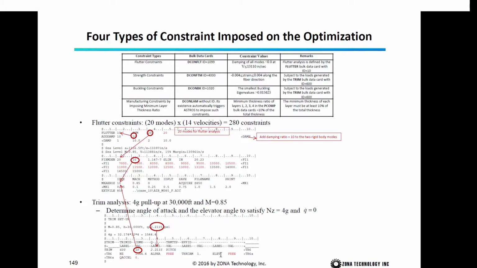We haven't talked about how we define the elevator. This elevator is defined by the AESURFZ card, and in the AESURFZ card we define a list of panel IDs which belong to this control surface, and we call this control surface ELEV. So we have 2 unknown trim variables, and to satisfy the pitch condition, the pitch condition is NZ equal to 4G and Q dot equals 0.